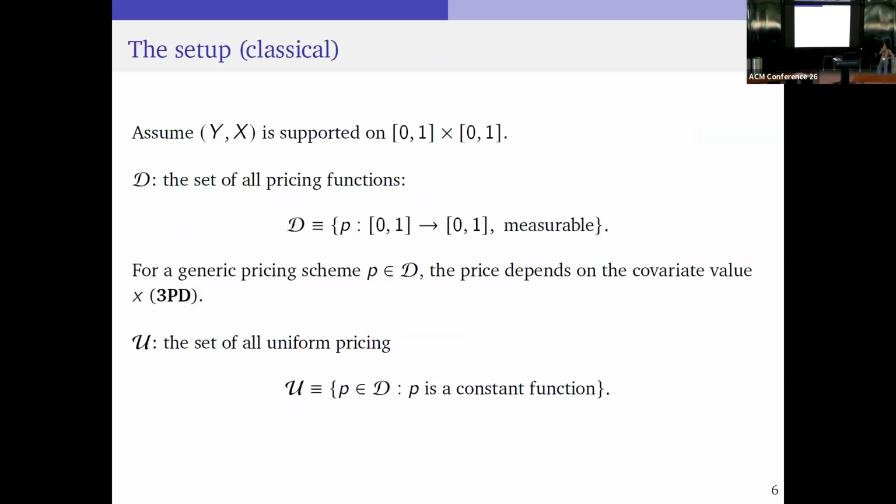I'm going to give you a classic setup. We assume y and x are supported on the 0-1 interval. We have the set of pricing functions, where essentially the price is able to depend on the covariate. This is the set of all possible 3PD strategies. For the uniform pricing strategy, obviously they can charge the same price for all x.